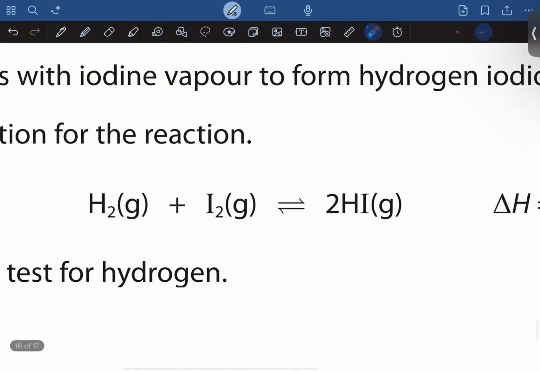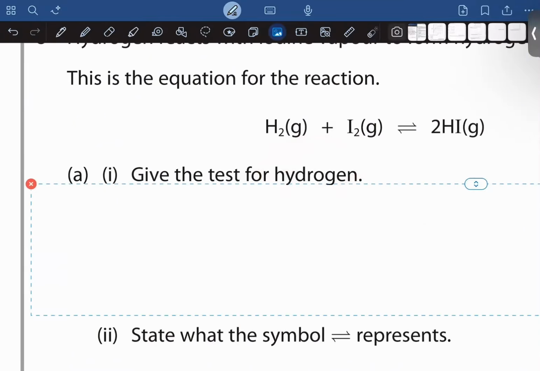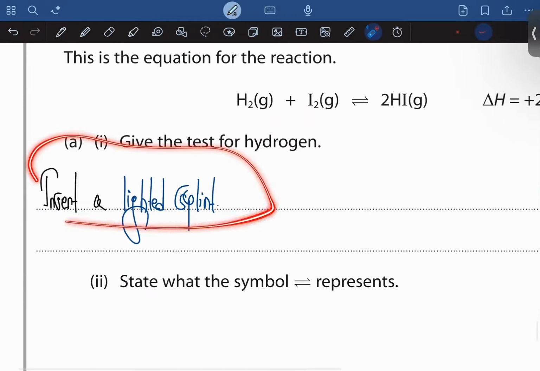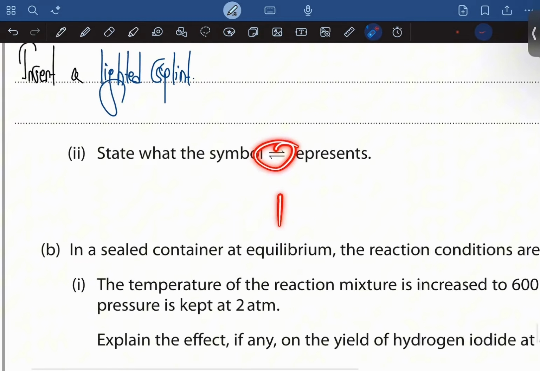So the test for hydrogen, common: insert a lighted splint. A pop sound is heard. Now state what is meant by this symbol. Reversible.